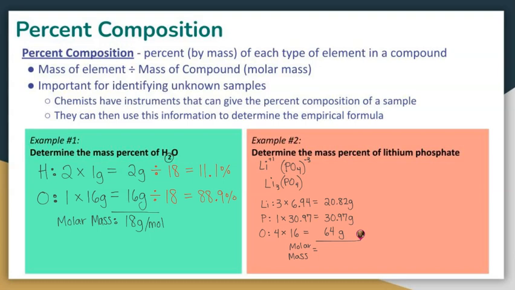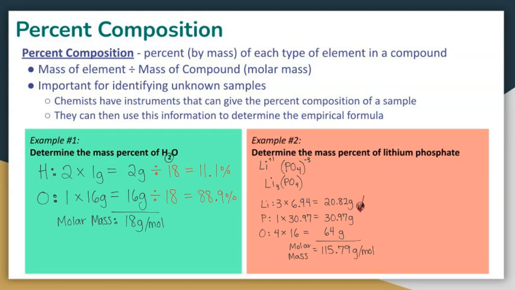It's 20.82 plus 30.97 plus 64, which gives me 115.79 grams per mole for lithium phosphate. Now, to get the percent by mass, we are going to divide each of the individual masses by 115.79. And this time I'm just going to write it once.